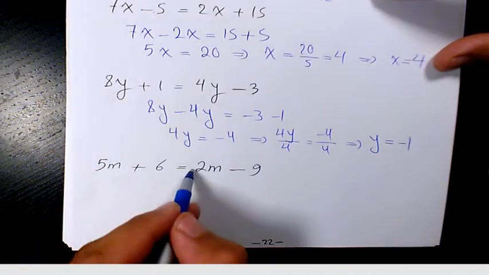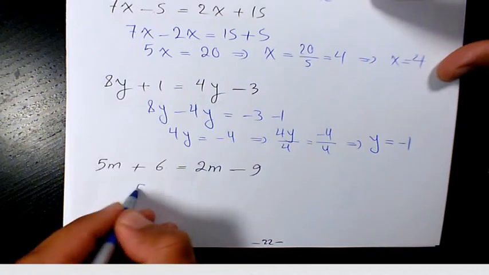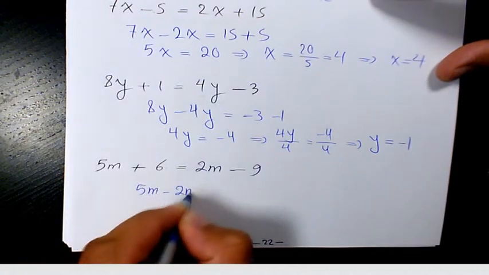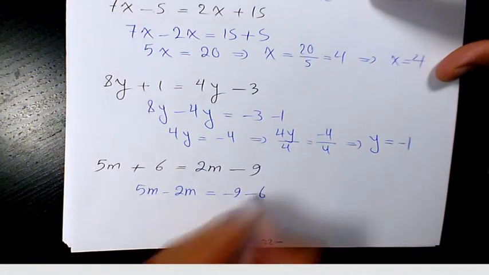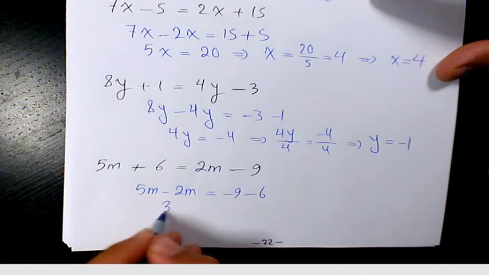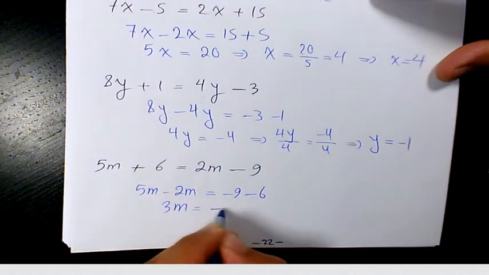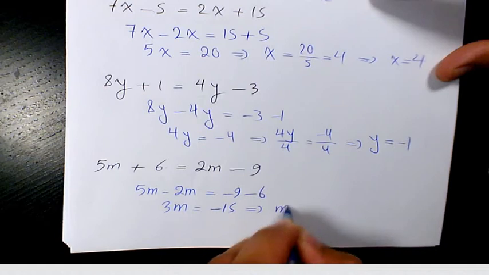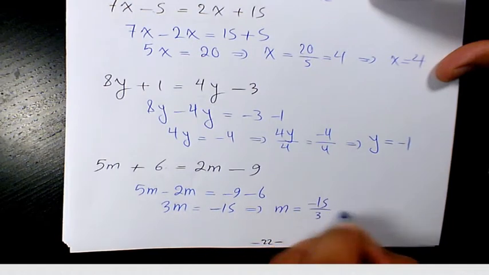5m plus 6 equals 2m minus 9. 5m minus 2m equals negative 9, negative 6. 5m minus 2m is 3m. Negative 9, negative 6 is negative 15. So m will be negative 15 divided by 3, which is negative 5.